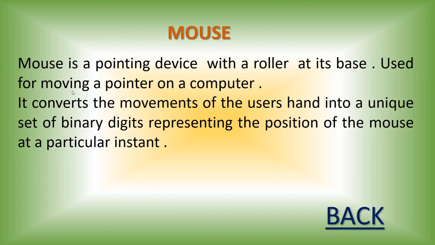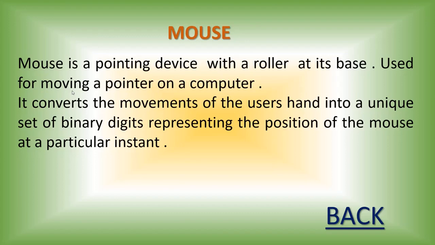That is the way it is: identify which object you are pointing at. The mouse pointer is pointing at which object. So once again, read about the mouse. Mouse is a pointing device with a roller at its base or with a light sensing device at its base. This is used to identify the position of the pointer on the screen.